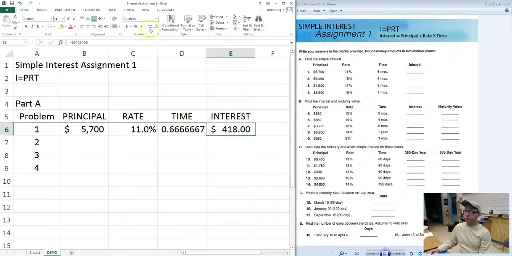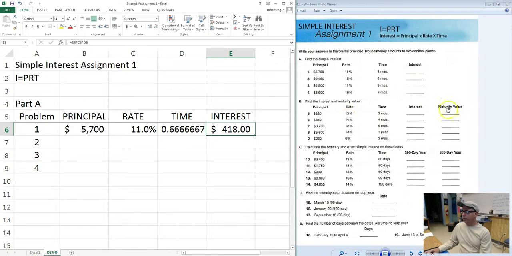$418 in interest. So what that means is that if you were to borrow $5,700 at a rate of 11% and hold on to that money for 8 months, you would have to pay an interest fee of $418 in addition to having to pay back the principal amount. So go ahead and complete Part A, and then you can complete Part B, calculating the interest, and then leave another column.